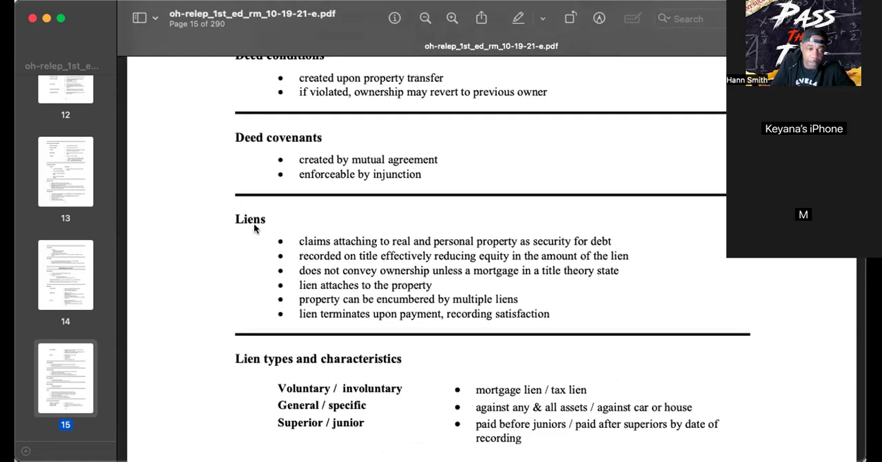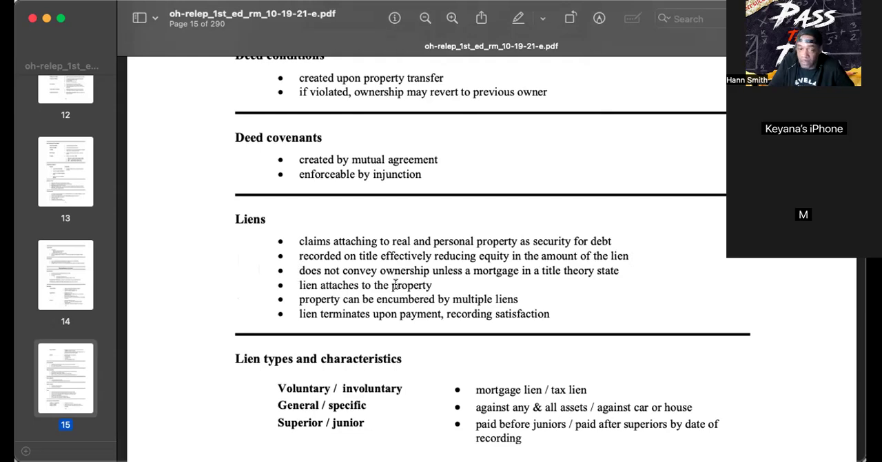Let's look at liens right here. A lien could be a financial lien. It's a claim attached to real property and personal property as security for a debt. It could be a mortgage lien. It could be a tax lien. It's recorded on the title, effectively reducing the equity by the amount of the lien. So in other words, if you own a house worth $100,000, you have $100,000 worth of equity, less the value of any lien attached to the house. Say for instance there's a $20,000 lien. That reduces your equity to $80,000. I'm not going to go over that. That's not something we're going to be testing on.